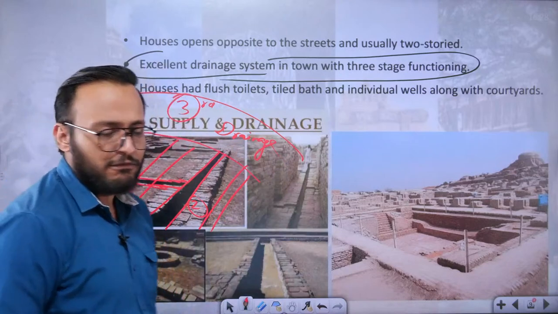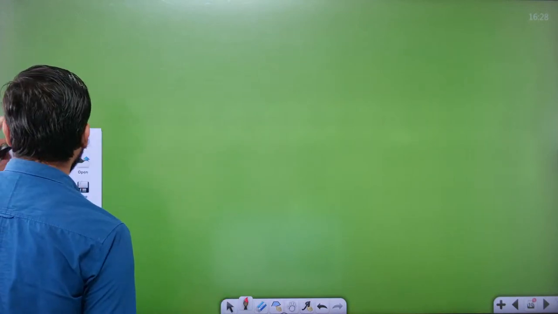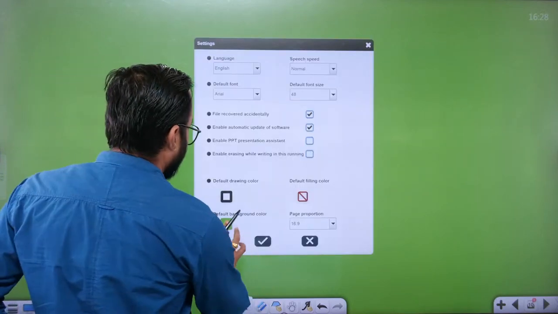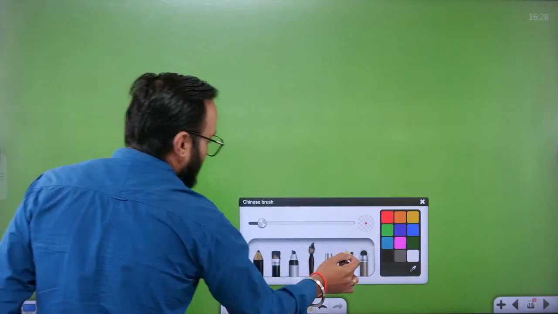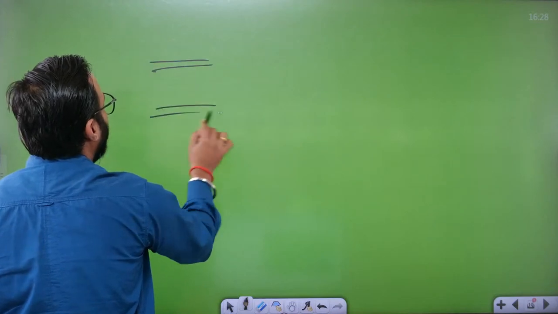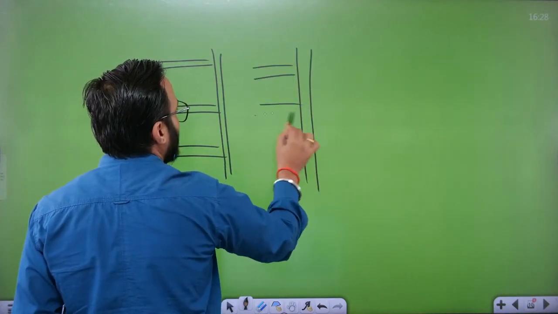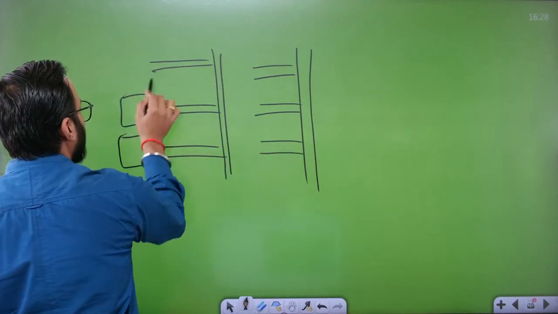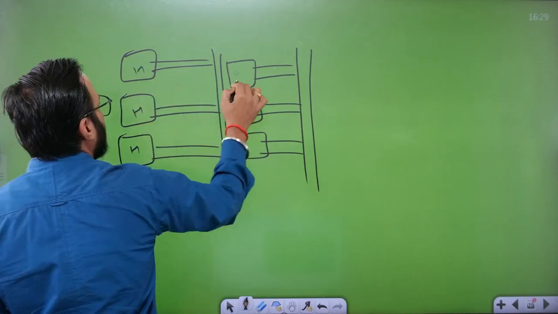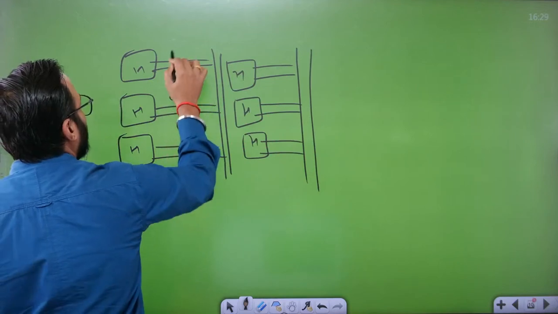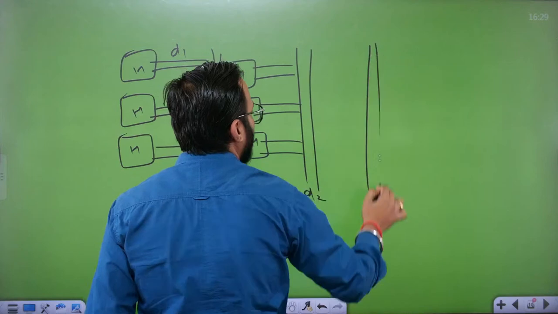If I make a clear diagram for this drainage system as well, then probably you can understand it very well. Just a second guys, let me change this. All right, I think it's not changed. So here you can understand it very well that this is the primary drainage, this is the secondary drainage, again this is the secondary drainage, and these are the primary drainages, because here there are houses. So if they are houses, they have drainage 1. This is D1, this is D2, because this is the secondary drainage, and this is D3.